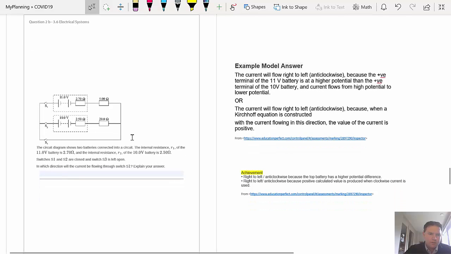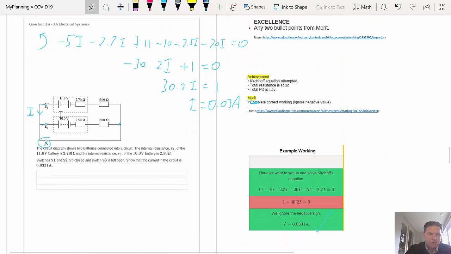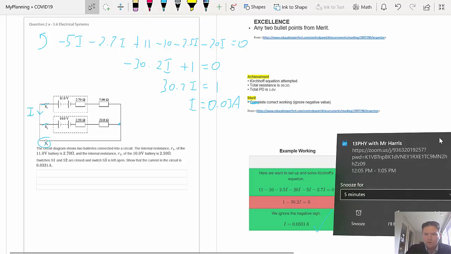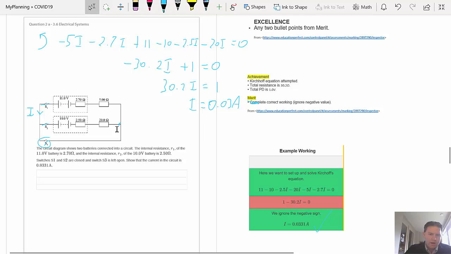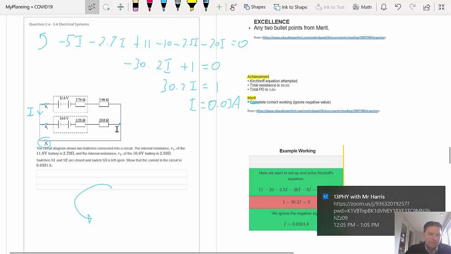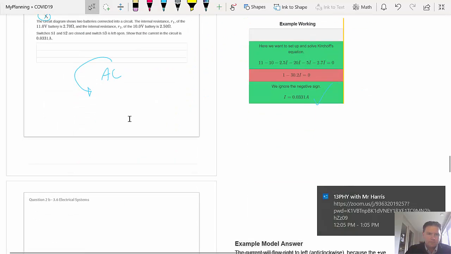The next question, 2b. The circuit diagram shows two batteries connected in a circuit. The resistance R1 is... which direction is the current going to be flowing? I've got a positive answer to this question here, and because I've got a positive answer, the current must be flowing in that direction, which is anti-clockwise.